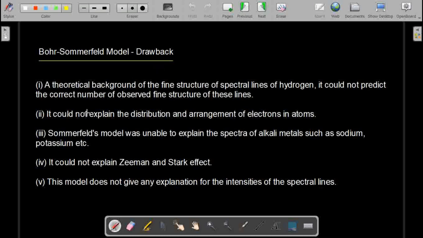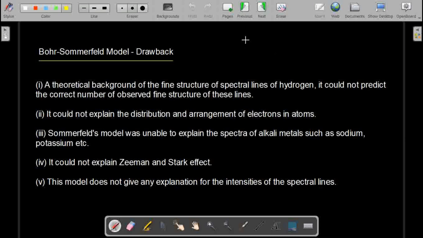So it did give a very good theoretical background of the fine structure. It predicted the fine structure in the spectral lines of hydrogen, but it could not predict the correct number of observed fine structure lines. So there was this idea that there will be some kind of fine structure, but the exact number of lines could not be predicted. As you all know, we are talking about the hydrogen spectrum.